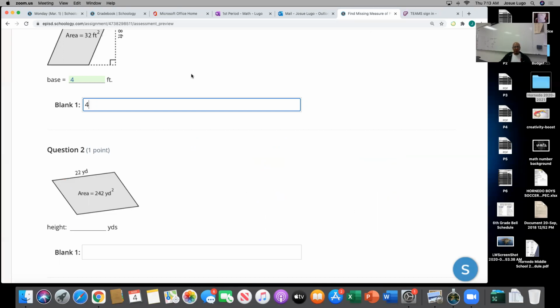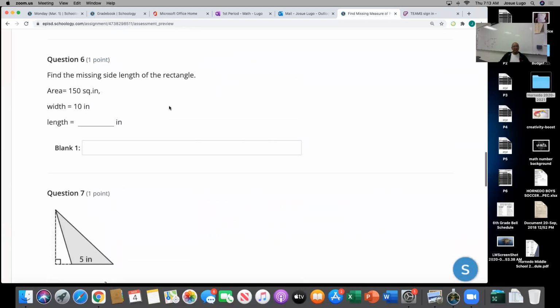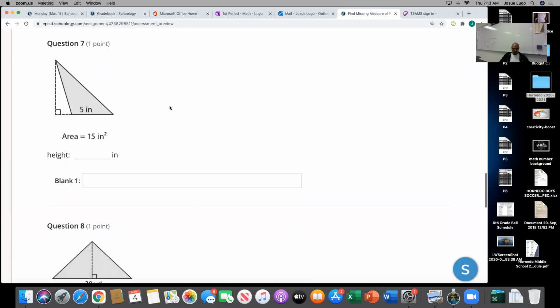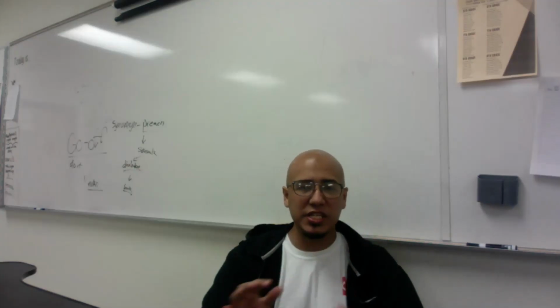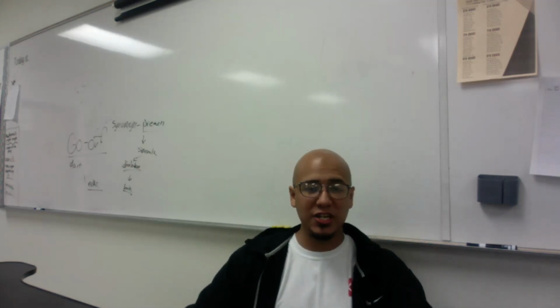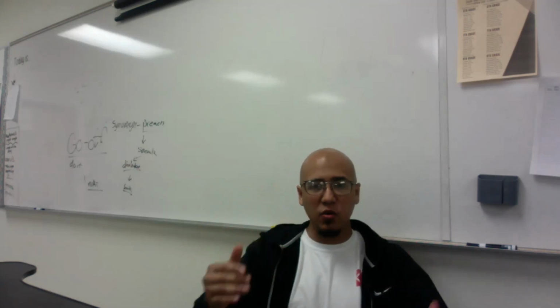Easy enough. All right, so that is a parallelogram, and that's what you're going to do for a lot of these. But eventually you're going to get to a triangle. So in the next video, you will see how we do this using the formula for a triangle. So go ahead and try some of these. And once you're done, go ahead and watch the next video.